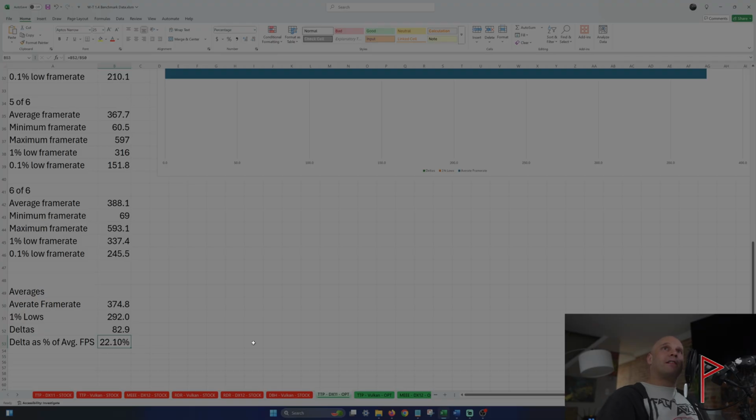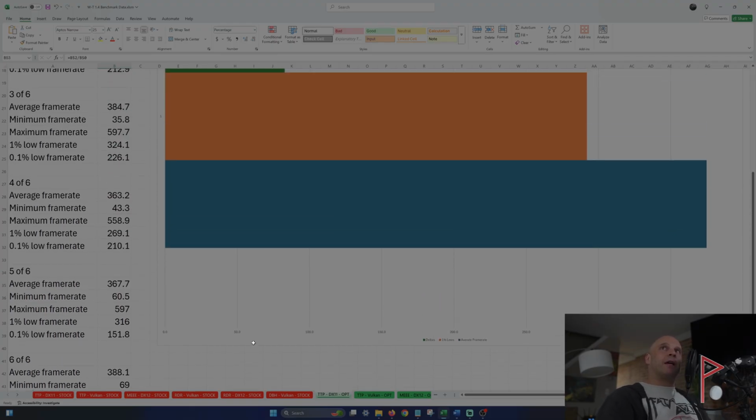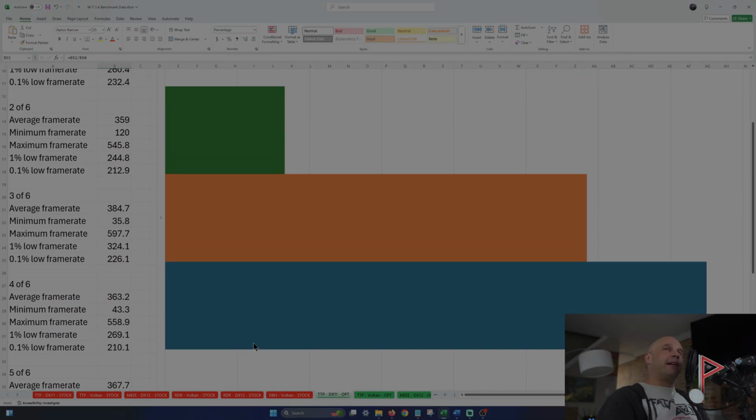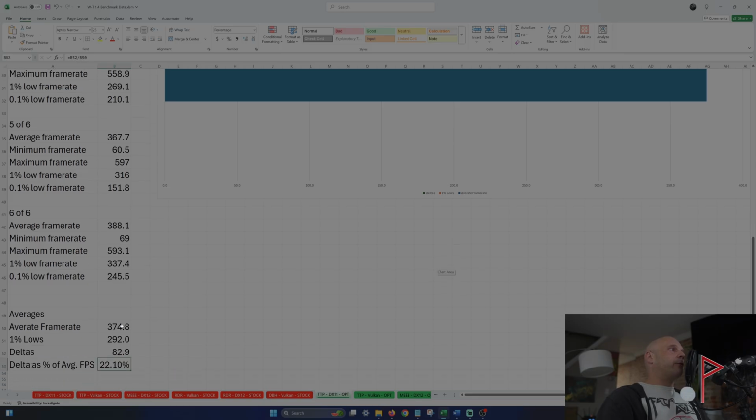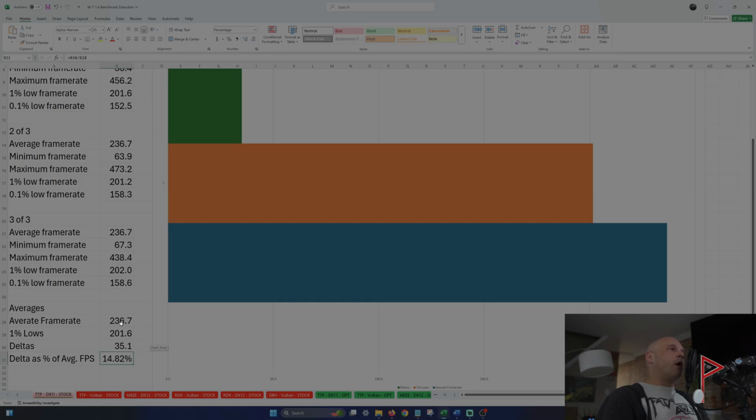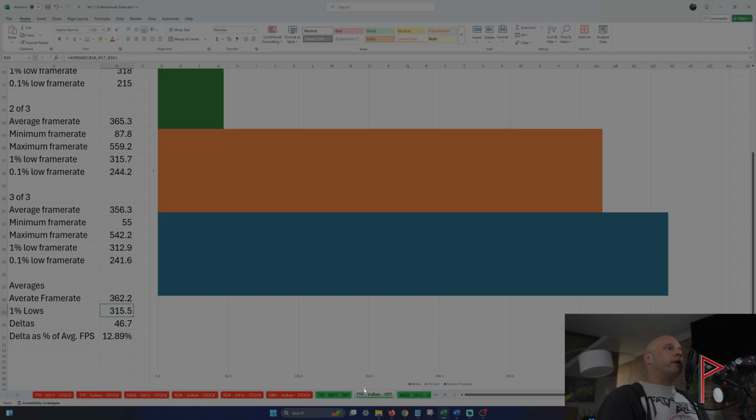But remember why I said I wanted to test this game? Because it's not very graphically demanding, and I wanted to see how average FPS responded, and look where we are. We're over 350, 375 average FPS in this game at this configuration with the original tune versus only 236 stock. When we switch over to Vulkan, we're observing a dramatic decline in the delta.